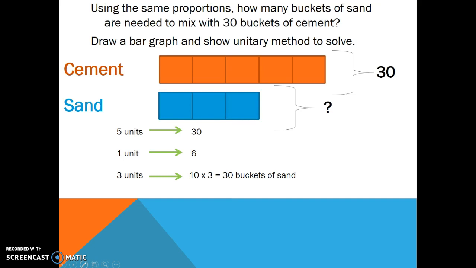mistake on my PowerPoint. Okay, well let's ignore that. 3 units will equal 6 times 3, which will be 18 buckets of sand. Okay, pretend you didn't just see that mistake on my PowerPoint. And there's the real answer for you, all corrected.